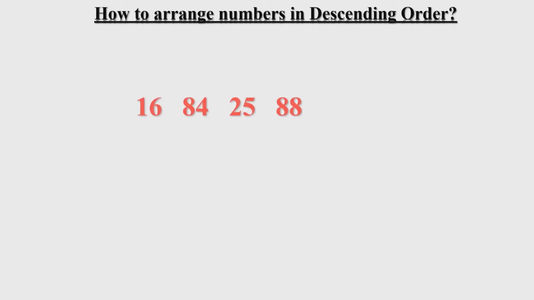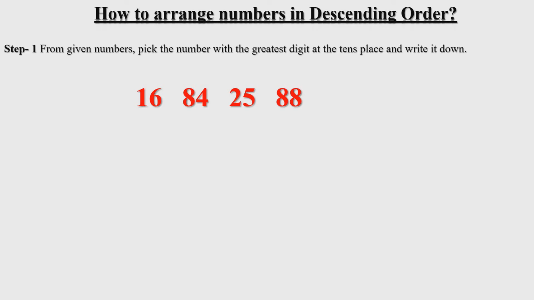Numbers are 16, 84, 25, 88. Step 1. From given numbers, pick the number with the greatest digit at the tens place and write it down. Means, इन numbers में से हम tens के place के digits को compare करेंगे और greatest tens के 2 digit number को write करेंगे. Write करने के बाद उस number को question से cut कर देंगे. As the numbers are 16, 84, 25 and 88. अब यहाँ हम tens place के digits को compare करते हैं. 1 in 16, 8 in 84, 2 in 25 and 8 in 88. Which is the greatest digit in these? You will say 8.